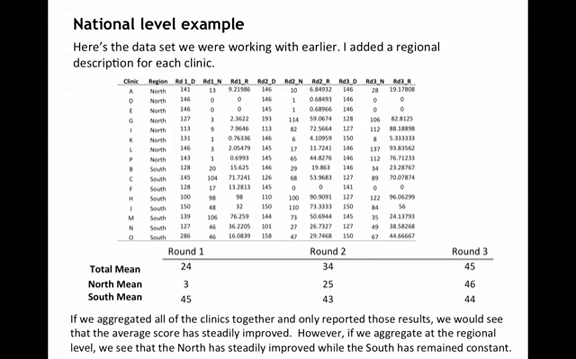So if we aggregated all of these clinics and only reported those results, and we didn't break it down by region, we wouldn't see that the average score has only improved in the north and not in the south. So that may have an effect on the decisions that we make ultimately as donors or as people at the national level making decisions about how to allocate resources or technical assistance to various regions.